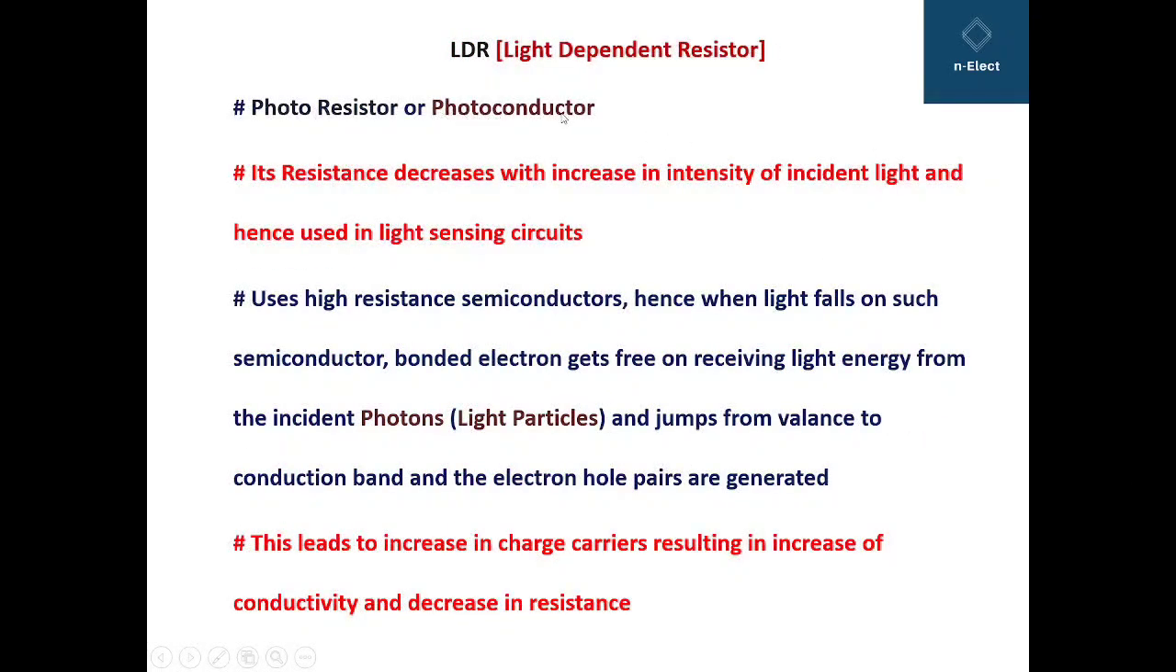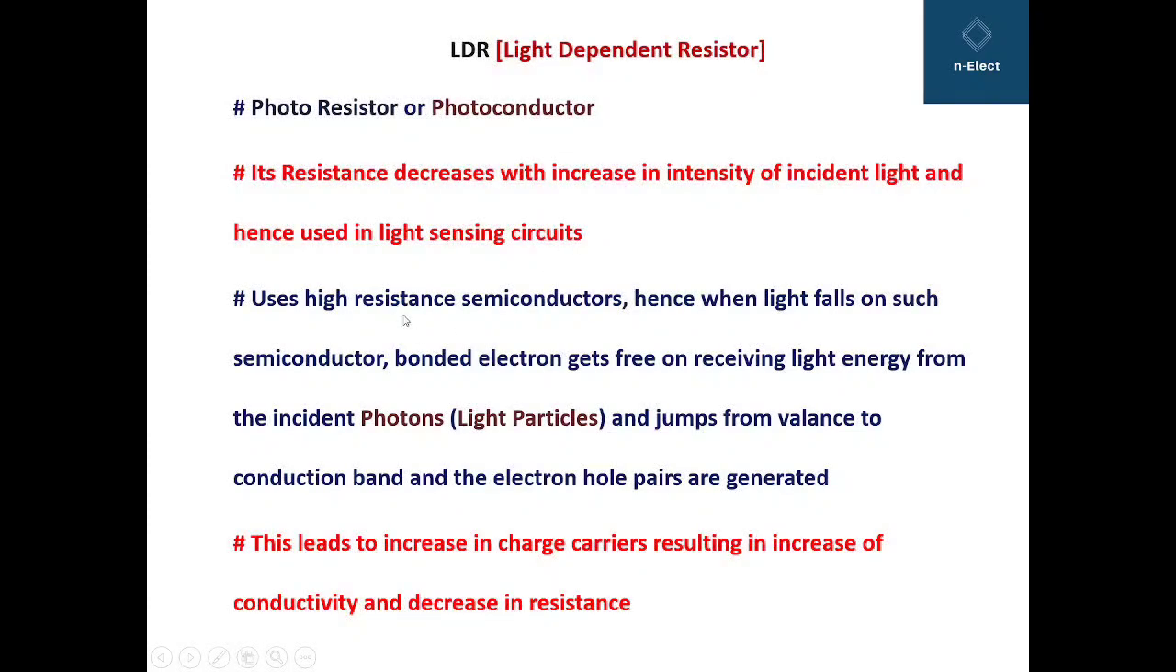Photoresistor or photoconductor are another names of the light dependent resistor, that is LDR. Means LDR is identified as photoresistor also and photoconductor also. Its resistance decreases with increase in intensity of incident light, and hence it is used in light sensing circuits.